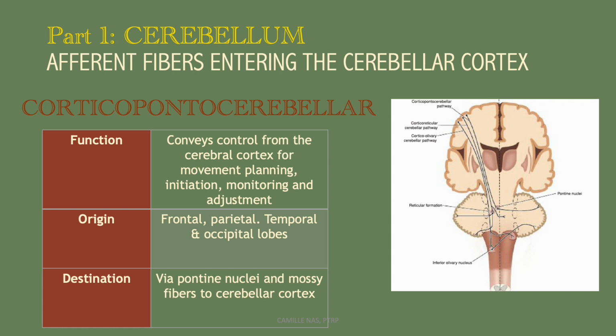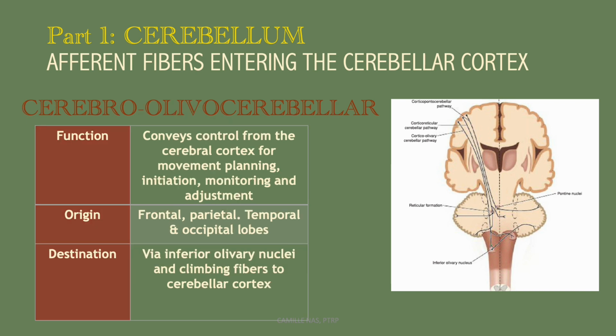Let's start first with your corticopontocerebellar. From the name itself, it will be easier for us to remember the origin and destination of this tract. Cortico comes from the cortex or the brain. It passes through the pons or pontine nuclei, and the cerebellar, which is the cerebellum. The function of this pathway is to convey control from the cerebral cortex, specifically the frontal, parietal, temporal, and occipital lobes, going down to the pontine nuclei, and then mossy fibers to the cerebellar cortex. This is an afferent fiber, so it sends excitatory input to the Purkinje fiber.